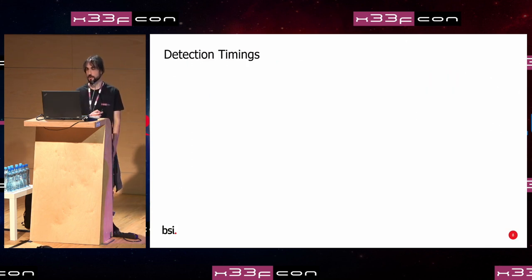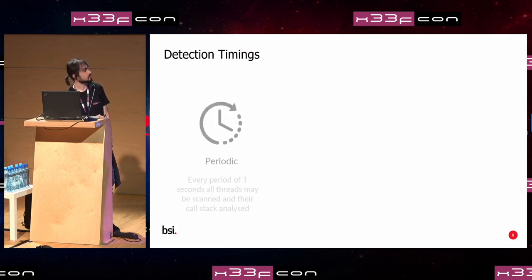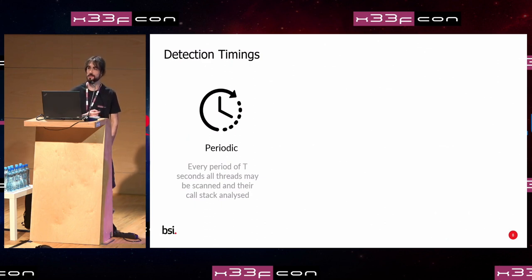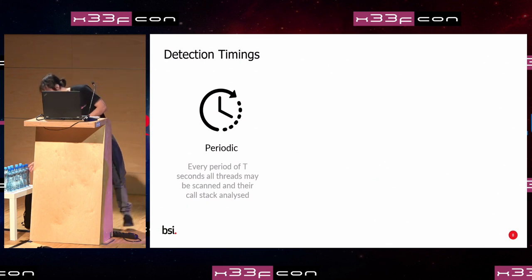It is also important to understand when this detection can happen, and there are mainly three techniques to detect stack spoofing. One is periodic. You select a time period T, and every T seconds you scan system-wide all the processes. You stop every thread in the process. Sorry for that, I probably need some water.